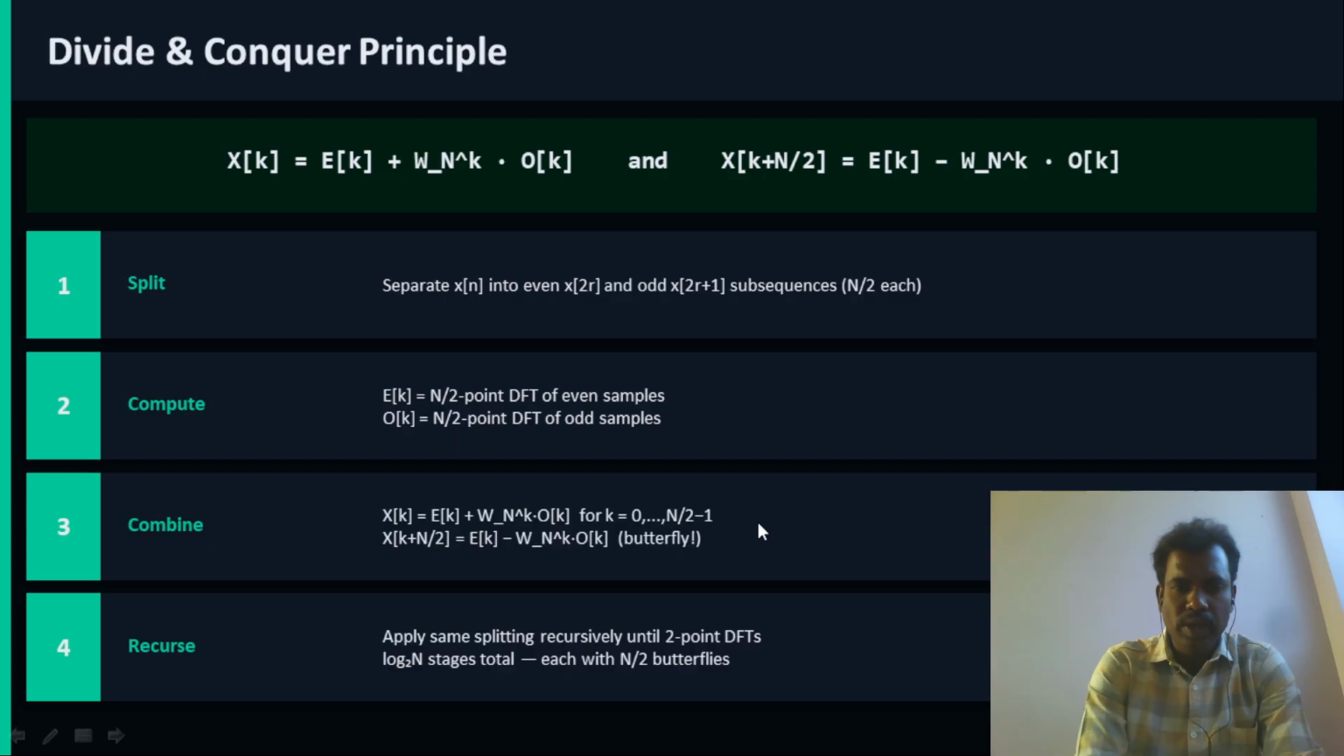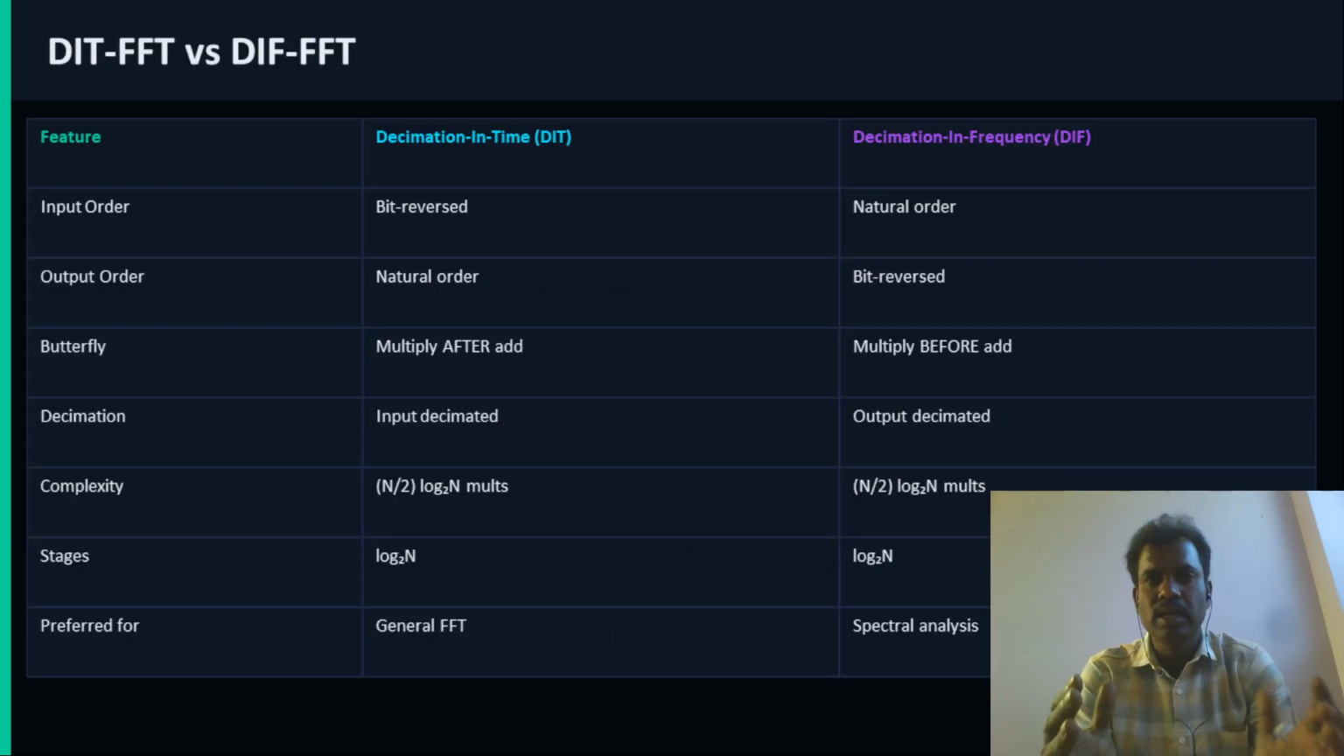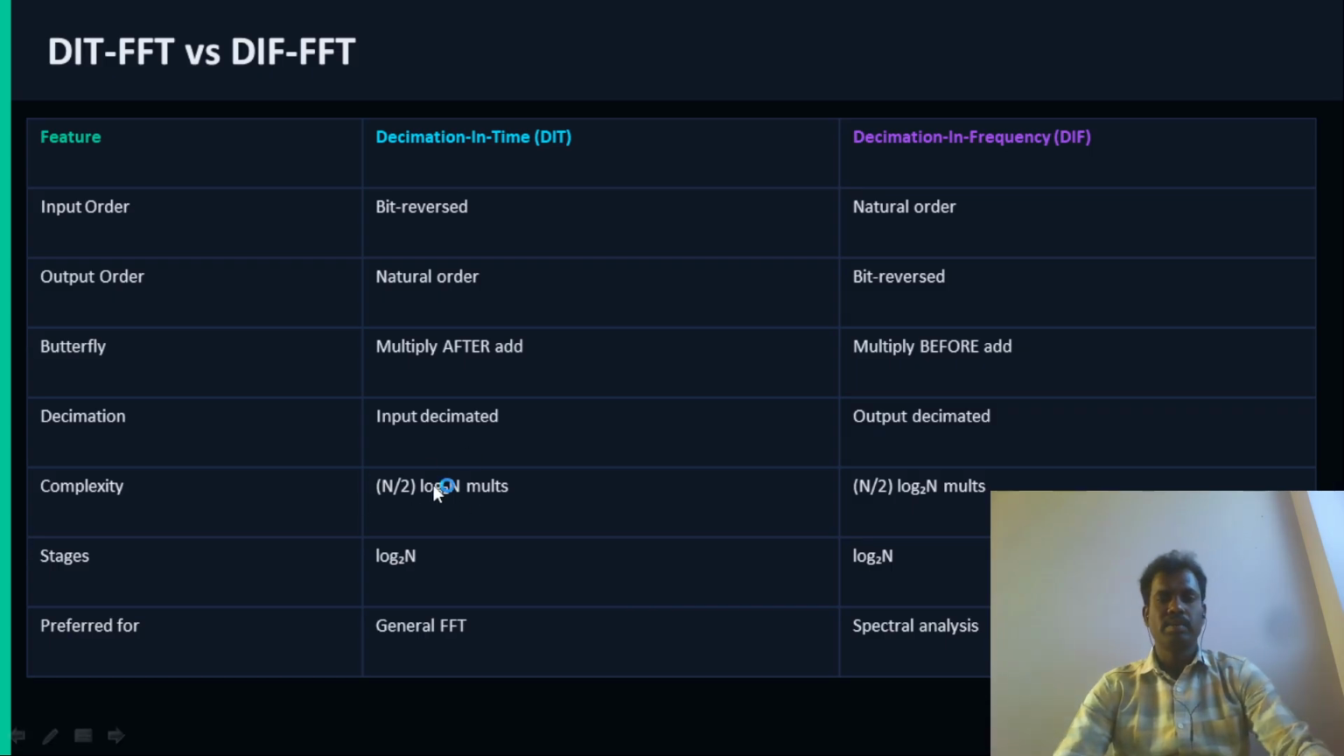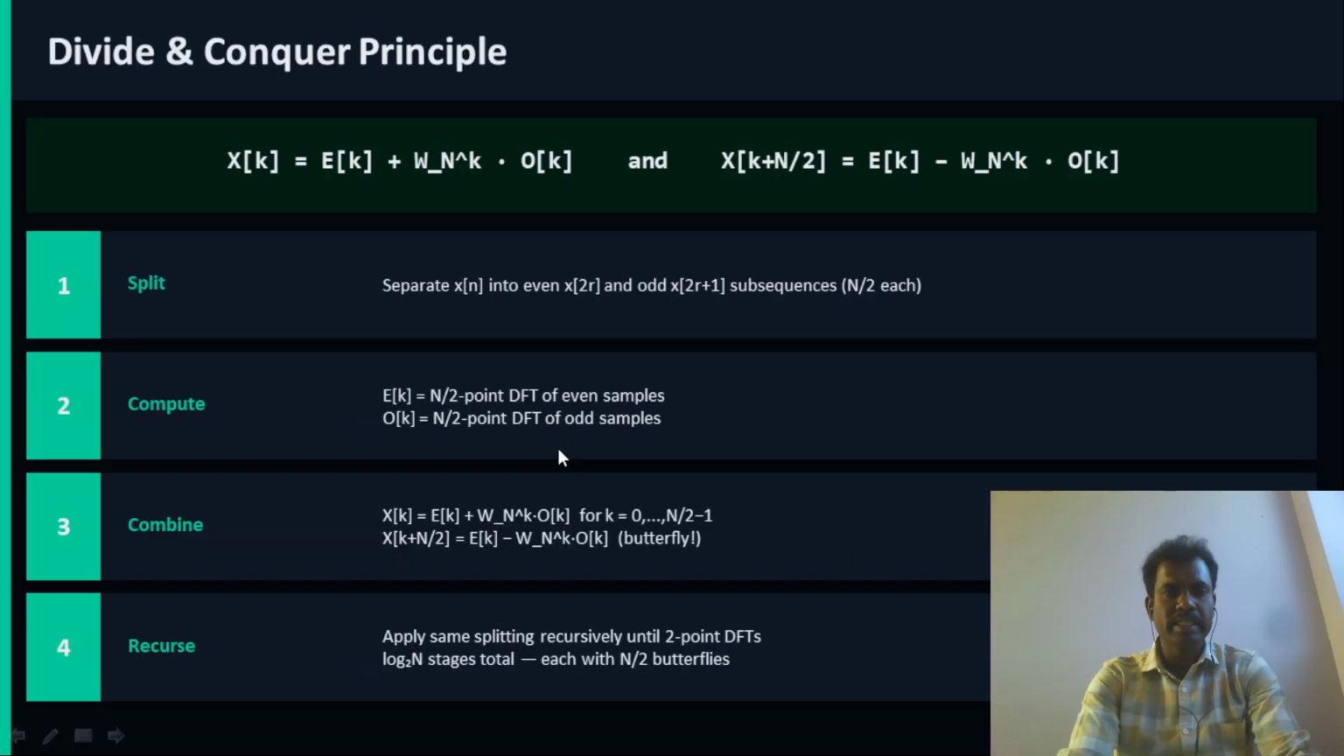So in two ways we are reducing, vertically as well as horizontally. Horizontally, when you are moving through the stages, the number of stages is confined to log n. Vertically, when we are calculating all the outputs, the number of multiplications is only half. So that's why the multiplications are n by 2 log n, but additions are n log n. So that's how the computations are reduced.